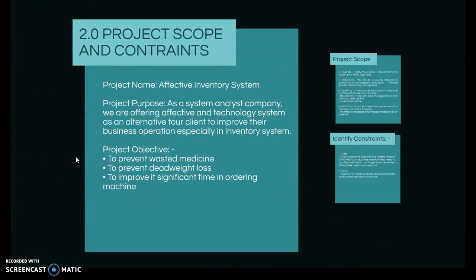For the project scope and constraint, there's a project purpose. As a system analysis company, we are offering an effective technology system as an alternative to a client to improve their business operation, especially in inventory system. For the project objective, first, to prevent wasted medicine, the second one is to prevent dead weight loss, and the third one is to improve the significant time in ordering.